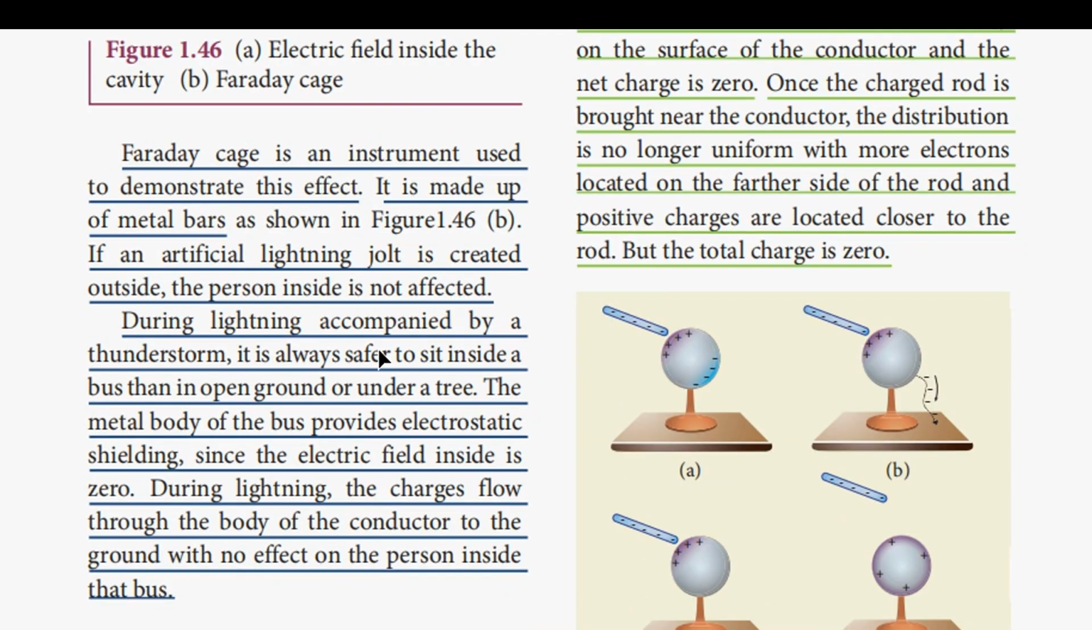During lightning accompanied by a thunderstorm, it is always safer to sit inside the bus than in open ground or under a tree. The metal body of the bus provides electrostatic shielding since the electric field inside is zero. During lightning, the charges flow through the body of the conductor to the ground with no effect on the person inside that bus.